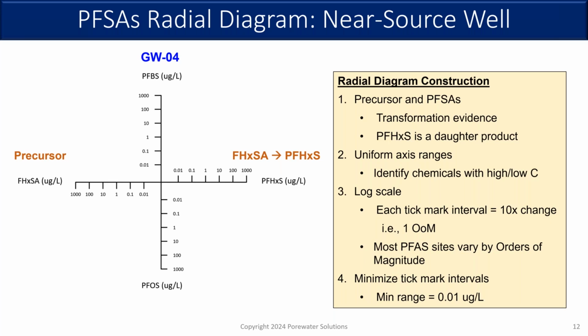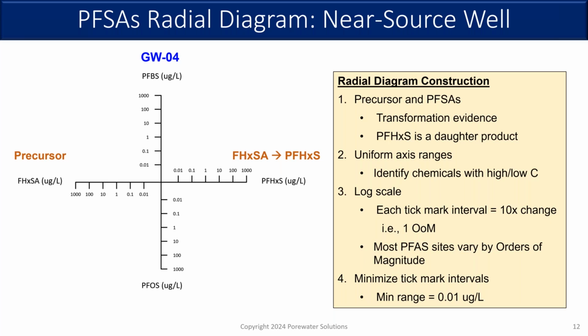Also, the nice thing about radial diagrams with PFAS sites is you can make them log scale. And the reason log scale is important is because PFAS sites, at least some sites, can have PFAS varying by many orders of magnitude. So in that case, log scale helps. You can better see the transition along a flow path, for example. So the one thing to note here is each interval between a set of tick marks represents a change in concentration for that compound by a factor of 10, or by 1 order of magnitude.